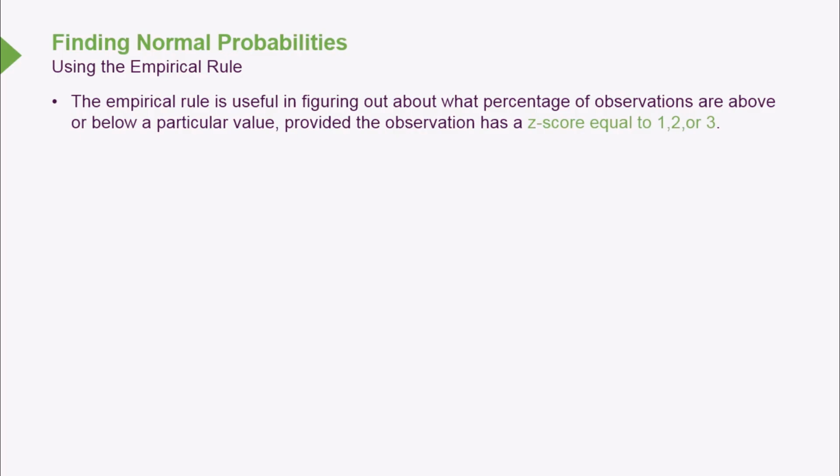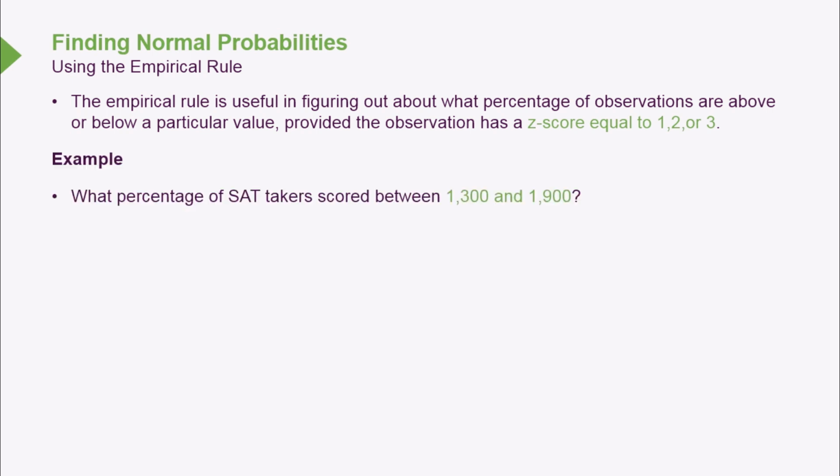Now, how do we find probabilities under the normal distribution? Well, we can use the empirical rule in some cases. The empirical rule is useful for finding probabilities, or percentages of observations, that are above or below a particular value, as long as the z-score has a value of 1, 2, 3, or -1, -2, or -3.